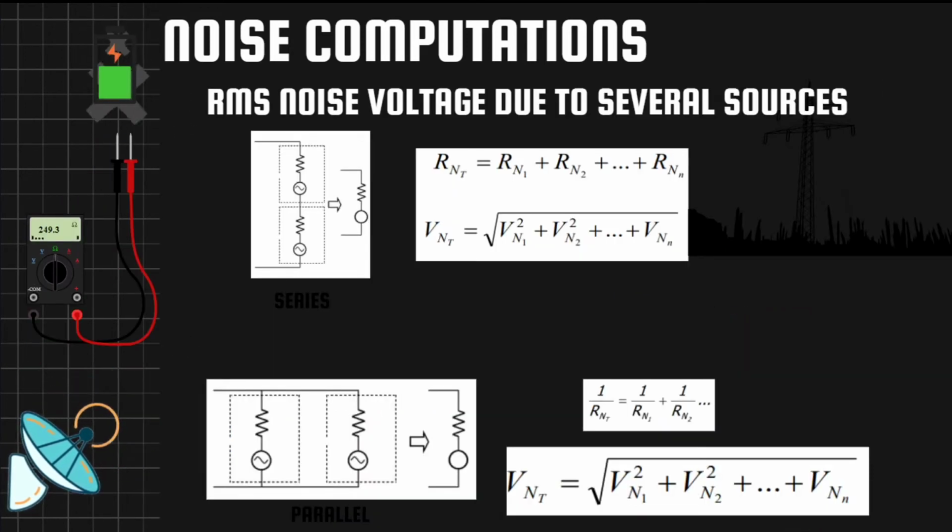Second, we have the RMS noise voltage due to several sources. In series combination, we have R sub nt equal to R sub n1 plus R sub n2 and so on. In parallel combination, we have its reciprocal. The total noise voltage, denoted by V sub nt, is the same formula for series and parallel.